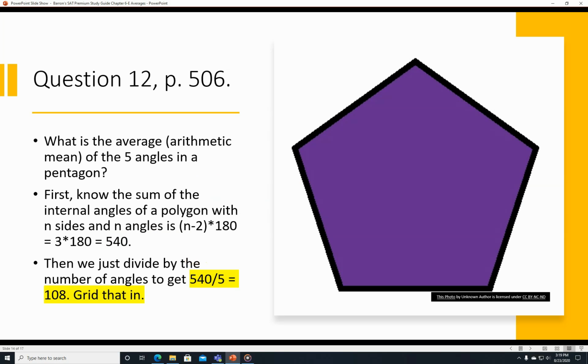Question 12, page 506. What is the average or arithmetic mean of the 5 angles in a pentagon? First, you need to know the sum of the internal angles of a polygon with n sides and n angles is n minus 2 times 180, which is 3 times 180 equals 540. Then we just divide by the number of angles to get 540 over 5, which is 108.